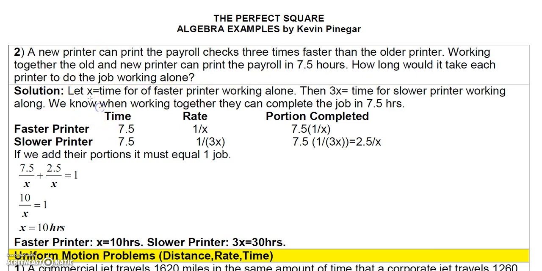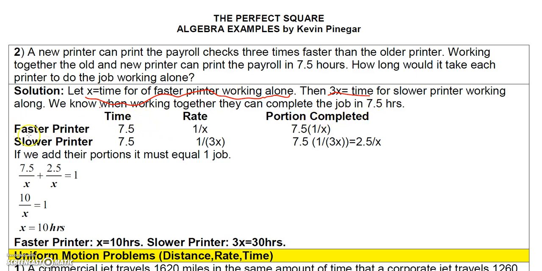Okay, so let's let x be the time for the faster printer to do the job working alone. Then the slower printer is going to take more time, so the slower printer is going to take 3x. In other words, if it takes the faster printer 2 hours, it'll take the slower printer 6 hours. Now we know when they work together, they can complete the job in 7.5 hours.